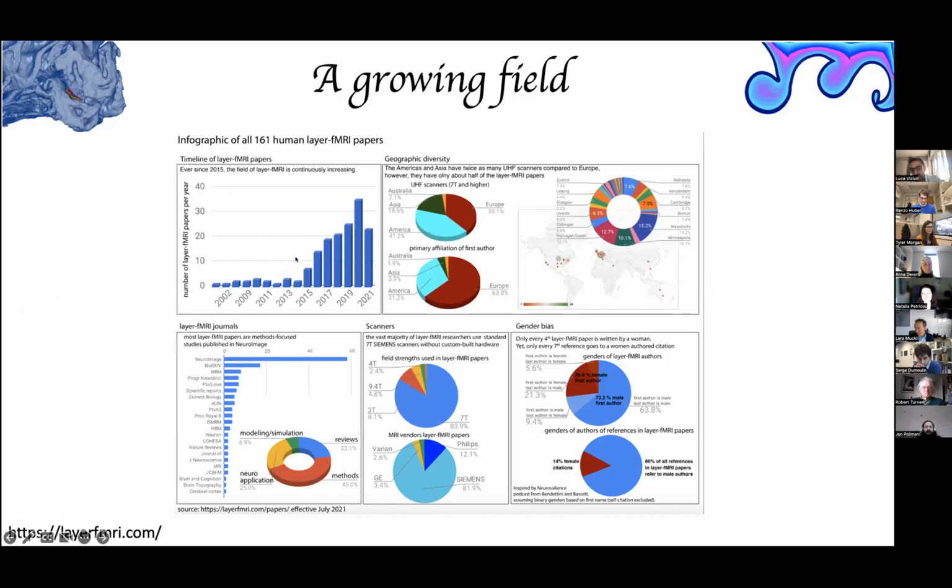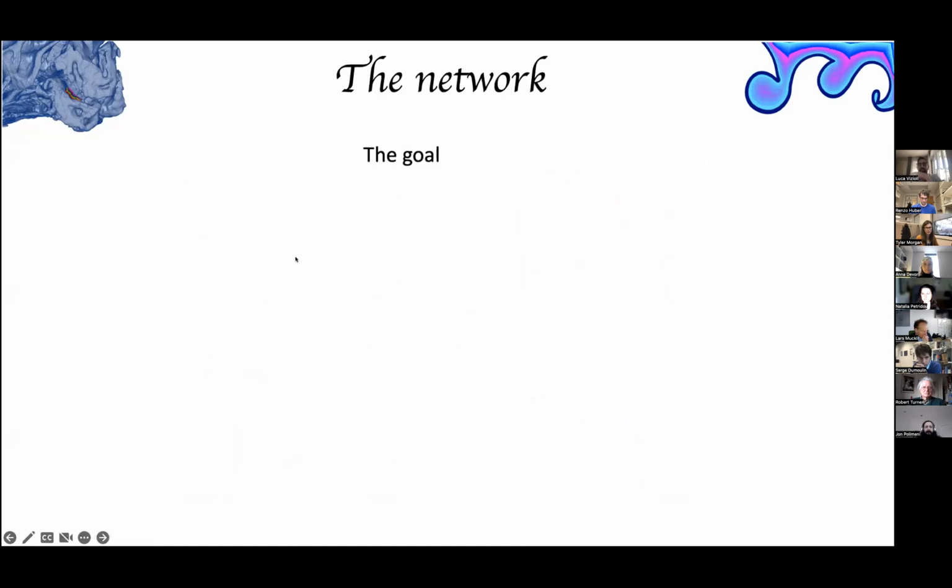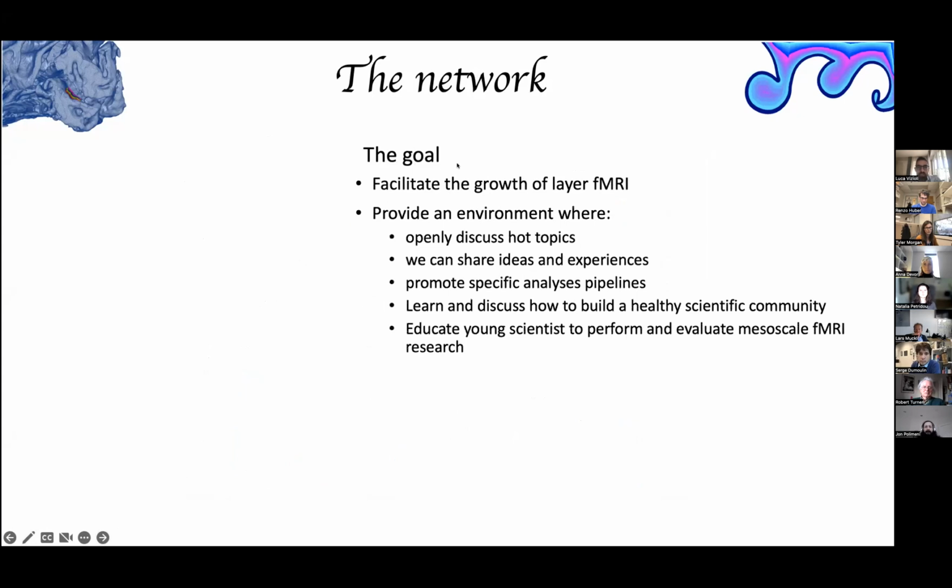That was our motivation to start this network, with these layer fMRI dinners, which then became a virtual meeting. Our initial and current goal is to facilitate and promote the growth of layer fMRI. In order to do so, we would like to provide an environment where we can openly discuss hot topics, share ideas and experiences, promote specific analysis pipelines, discuss differences across analyses, learn and discuss how to build a healthy scientific community, and educate young scientists to perform and evaluate mesoscale fMRI research.